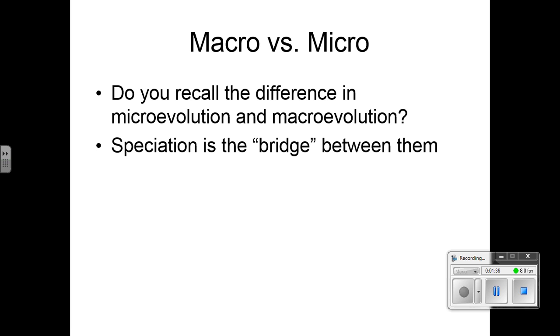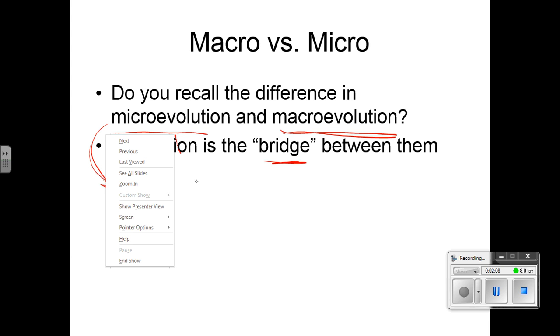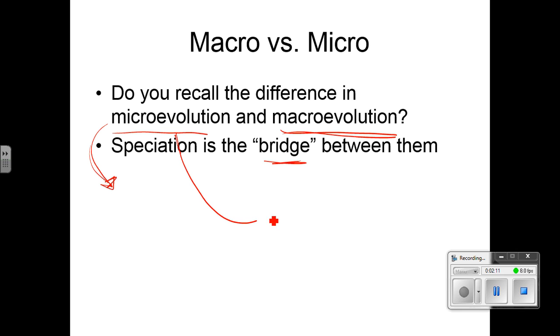Do you recall the difference from our last notes between microevolution and macroevolution? I hope that you said microevolution is something that we can observe in our lifetime, and it's based on allele frequency change over a period of time, and that macroevolution is indicating that a common ancestor unites all life. Speciation is the bridge between these two. How do we go from microevolution, where species are simply changing, to creating whole new species where we can unite them all with common ancestors? So speciation is the bridge that keeps these together.